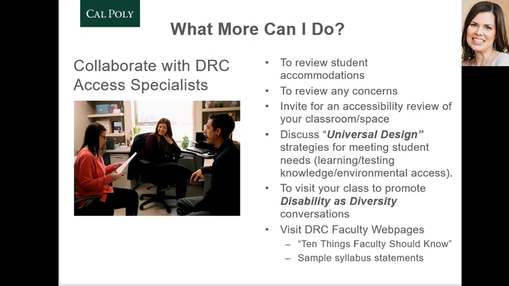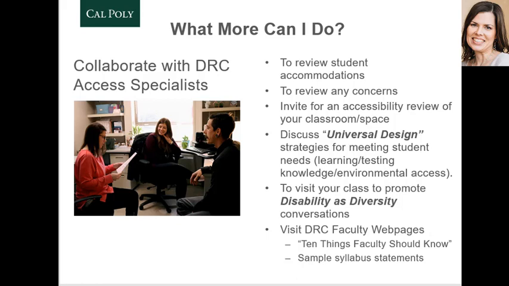And then another thing to do is to collaborate with the access specialists in our department. So you can work with us to review student accommodations, any concerns you might have. We can do an accessibility review of your specific classroom or space. If there's a lab, for instance, and you're concerned about safety, we can go over there. If you're not sure about furniture, you and the access specialist and the student would do a go through of the room or the space to determine what's needed.